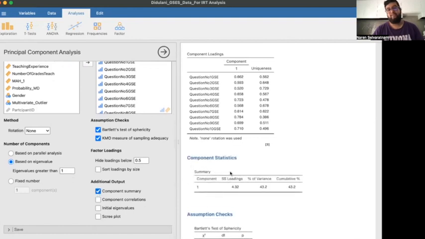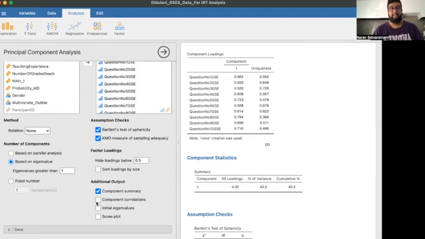Now see, this is my component summary. We have one significant component, okay? And this significant component can explain, I think the eigenvalue is 4.32, and then it can explain 43.2% of the total variance. So it accounts for 43.2% of the observed variance of these items. So 43.2% of variance is actually pretty good.